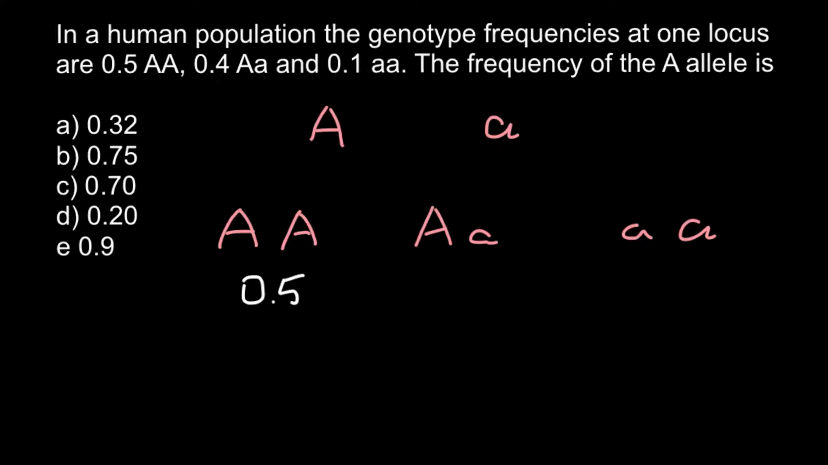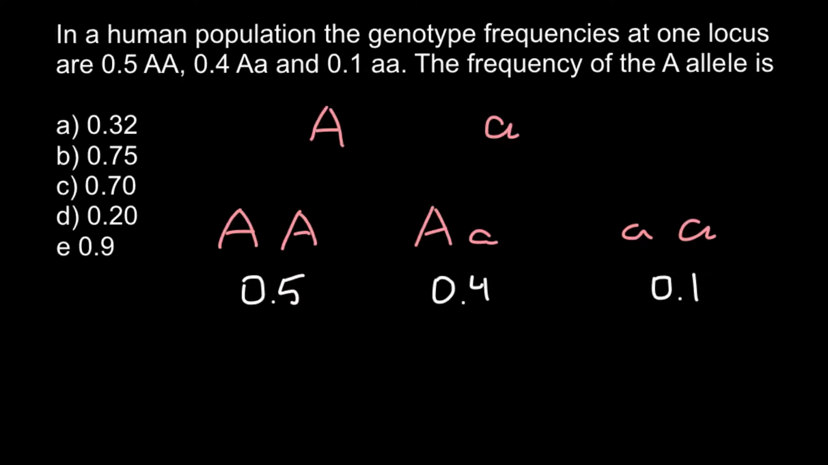0.5, of the heterozygous genotype 0.4, and the frequency of the homozygous recessive genotype is 0.1. If we add all these numbers, we are going to get 1 or 100%. We also can say that the frequency of this genotype is 50%, the frequency of this genotype 40%, and the frequency of this genotype 10%.